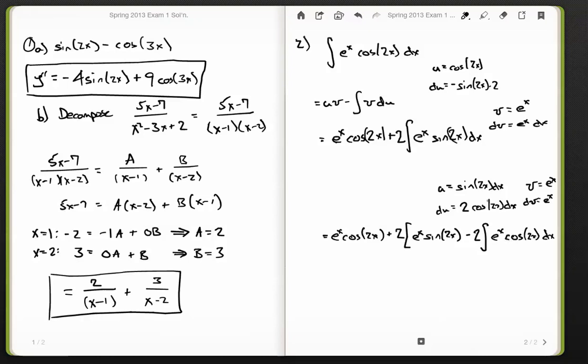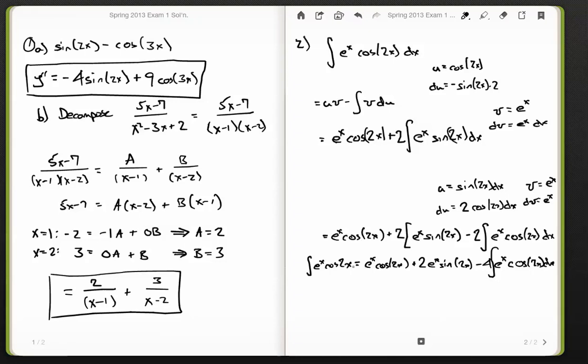Alright, well, still, I didn't get much easier, but what I do notice is that it is the same as I originally started with. So I can write here that the integral of e to the x cos 2x equals e to the x cos 2x plus 2 e to the x sine of 2x, and then minus 4 times the integral of e to the x cos 2x dx.